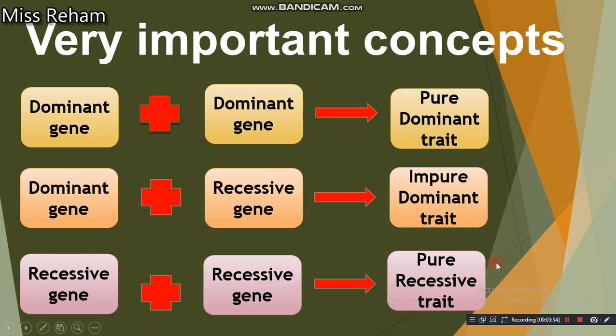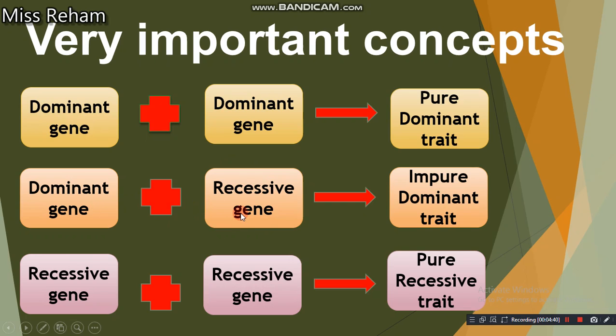So if I have two similar genes, this produces a pure trait. Whether they are two dominant genes, this produces pure dominant trait, or two recessive genes, this produces pure recessive trait. Okay? Look at the second case. Here we have two different genes. One of them is dominant and the other is recessive.